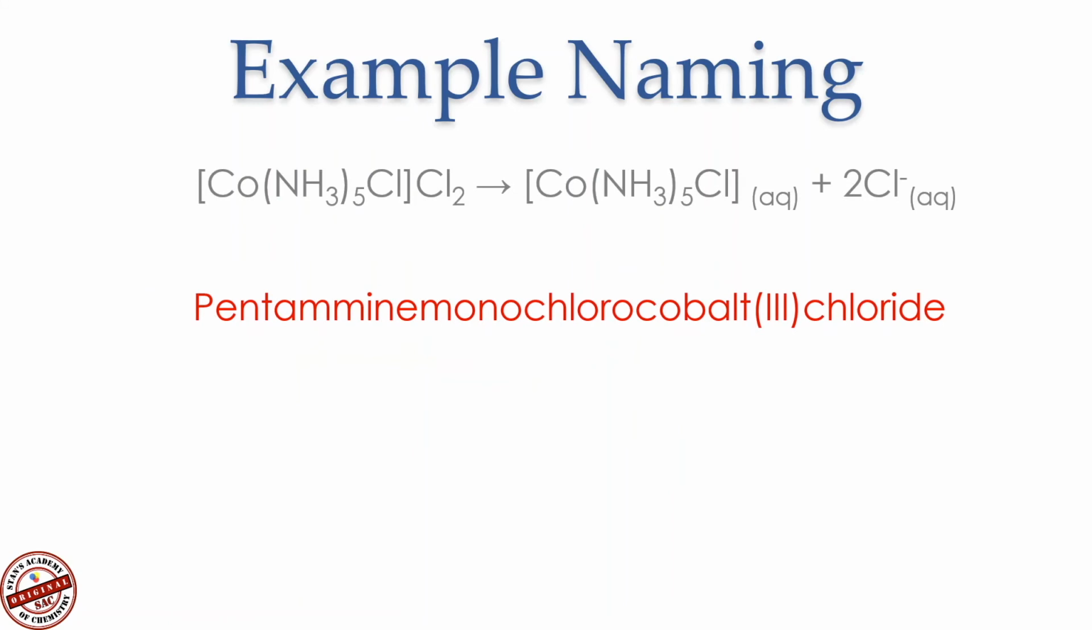If this was a negative complex, then it would have been cobaltate. In this case, being a positive complex, we merely call it cobalt. But we have to indicate the oxidation number, because without it we will not be able to generate the formula of the compound from the name. That's the reason we include it. It's just like writing the Roman numerals in multivalent compounds, which you have done in naming of compounds earlier.